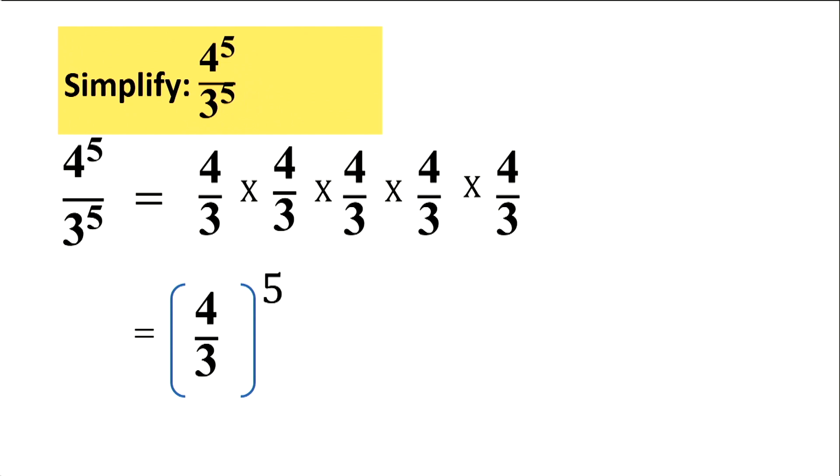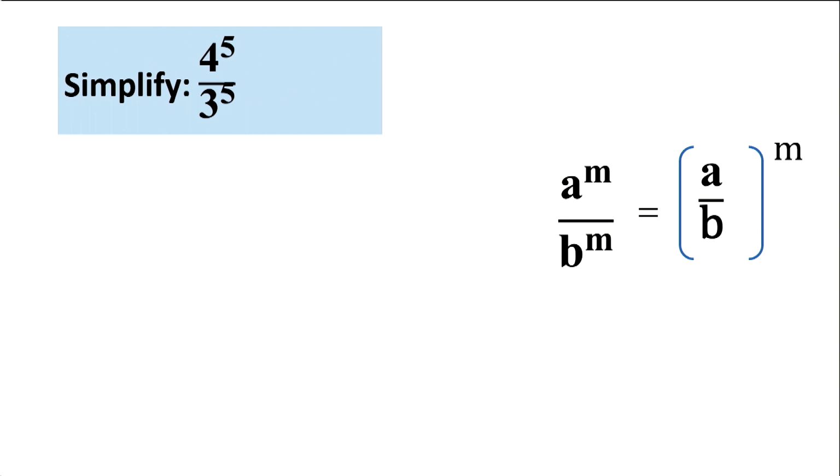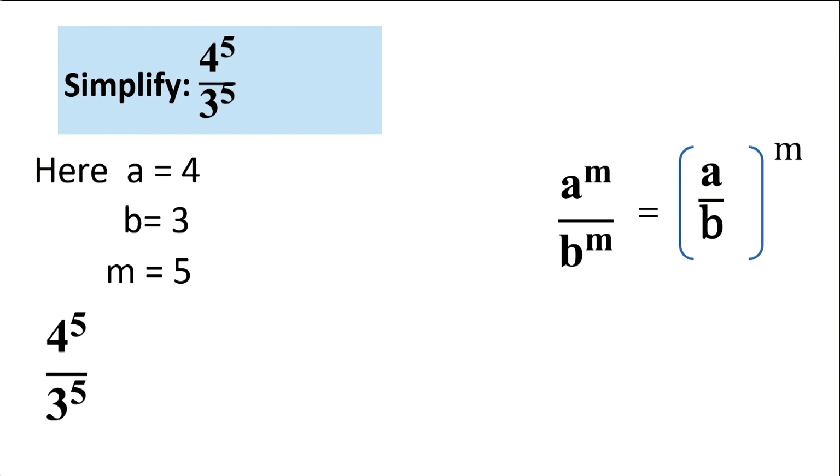So, this is the expanded form of the given question, but when we are going to use the law a to the power of m divided by b to the power of m is equal to a by b to the power of m, what is the value of a? Just compare the formula with the given question. Instead of a, 4 is there, instead of b, 3 is there, and instead of m, 5 is there. So, when we substitute the values of a, b and m into the formula, we get 4 by 3 to the power of 5. So, this is how we can simplify.